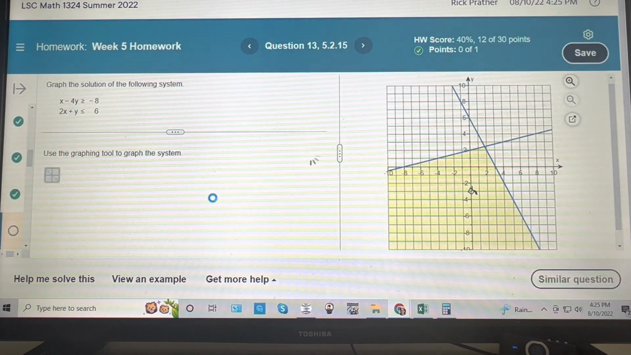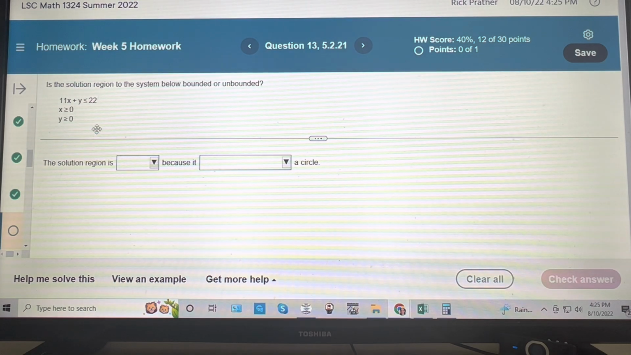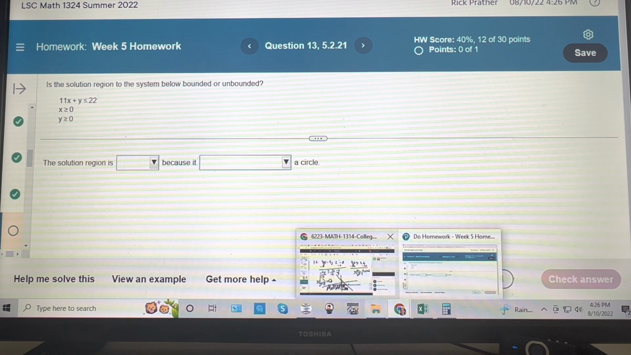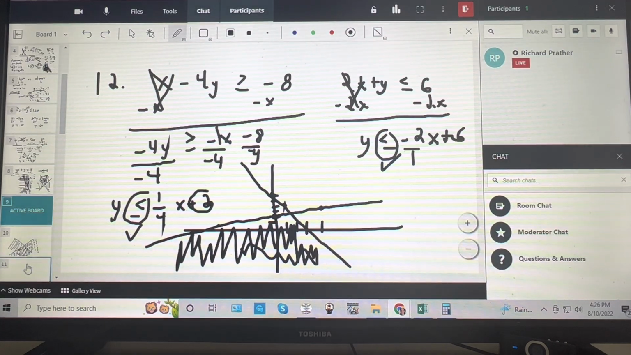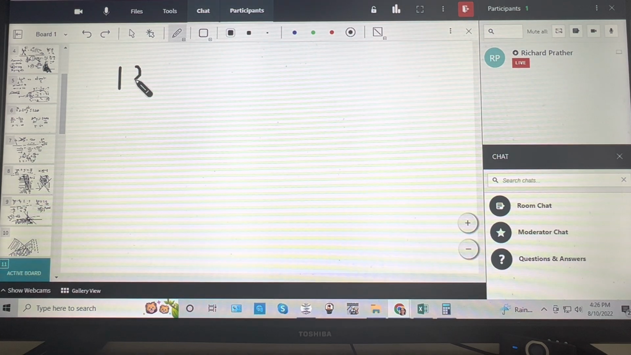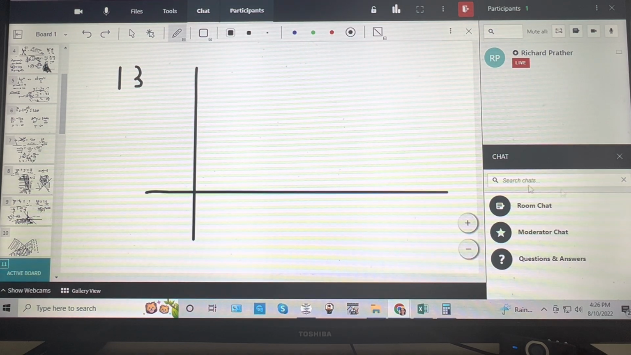Okay, so now we're back to this again. See, the x is greater than or equal to 0, y is greater than or equal to 0. That's the positive for both of them. So that's the first quadrant. So I'm definitely going to be in the first quadrant for number 13. So we need to be to the right of this and above that.